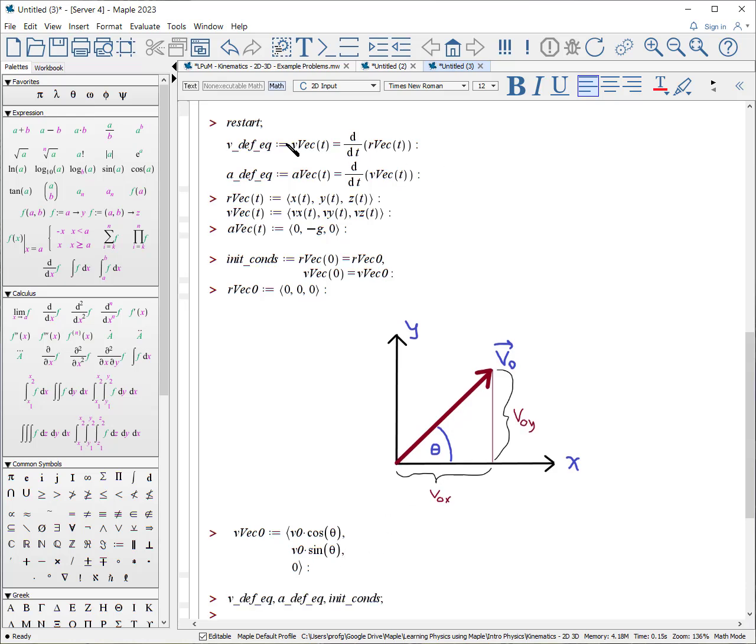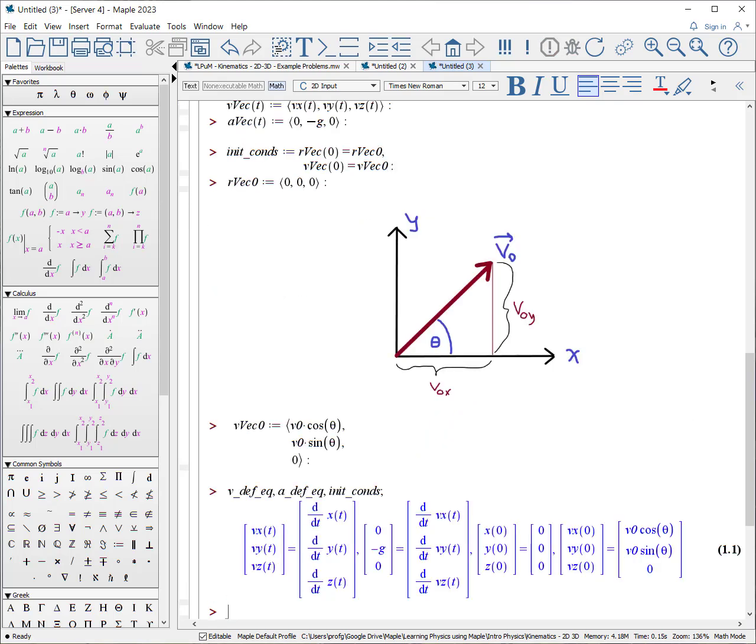At this point, we have 2 rate equations and some initial equations. It's always useful to write out what we're actually going to be solving. If I hit enter here, you can see that we have 1, 2, 3, 4 vector equations with 3 components in each vector. And so now we're ready to solve this differential equation given our 2 definitions and the initial conditions.